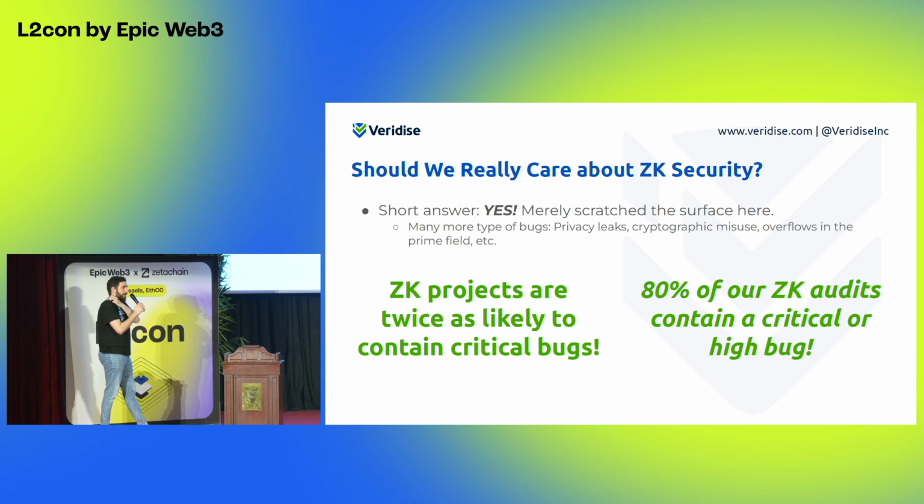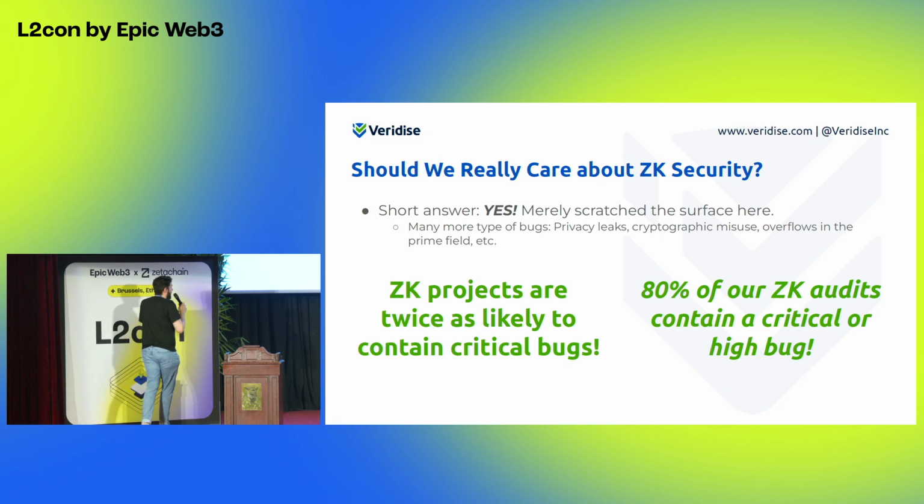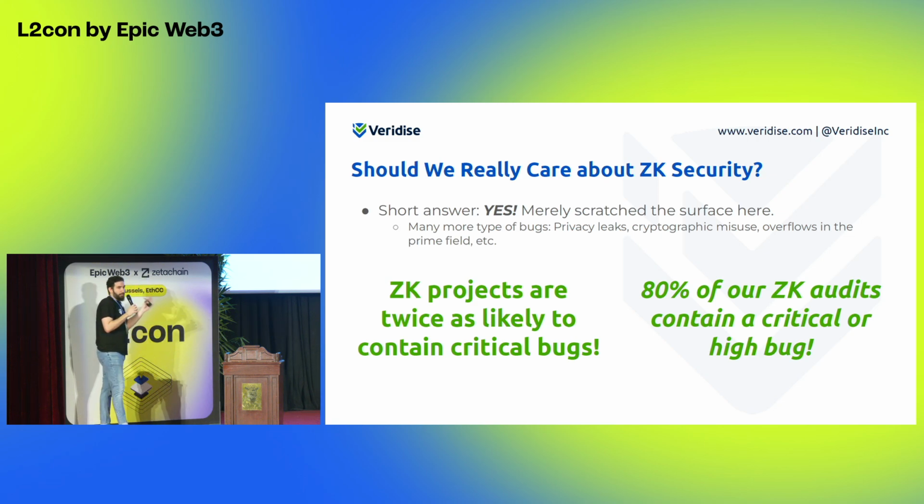We have many more categories, from privacy leaks to cryptographic misuse, overflows, and so on and so forth. And from all the audits that we have done at Veridise, we have noticed that ZK projects are twice as likely to have a bug, and 80% of our ZK audits will contain at least a critical or a high bug.